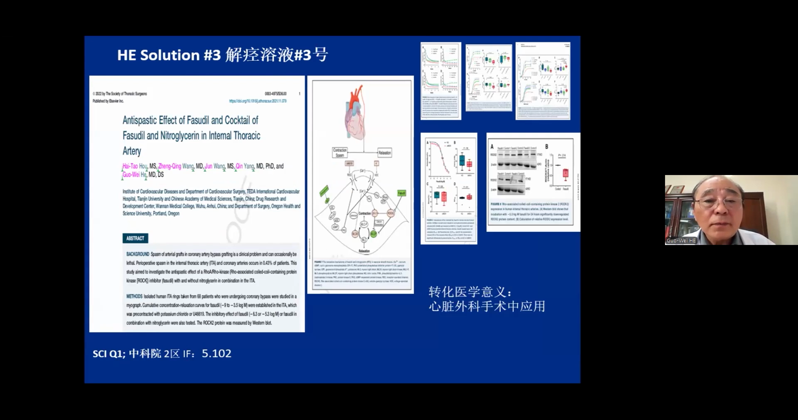Because of the evolution of calcium antagonists and antispastic drugs, we developed the third solution, an antispastic cocktail of fasudil plus nitroglycerin, which we are now testing in a clinical trial.